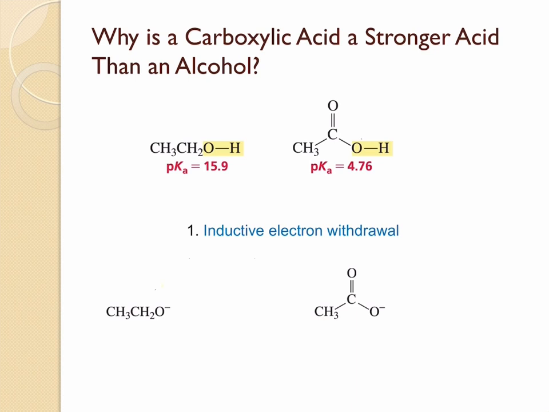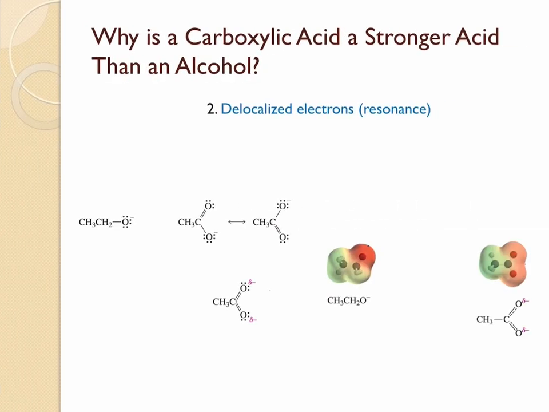The very first one is the inductive electron withdrawal. In carboxylic acid, you have an electronegative atom that is attached to the carbon, which has this oxygen, right? Once you remove this hydrogen, then these electrons are not going to be simply existing on this oxygen. Instead, because of the inductive electron withdrawal, this oxygen is going to pull the electrons. Whereas in the case of alcohol, there is not going to be any inductive electron withdrawal because there is no electronegative atom present. Now, the second thing here is the delocalization or resonance.